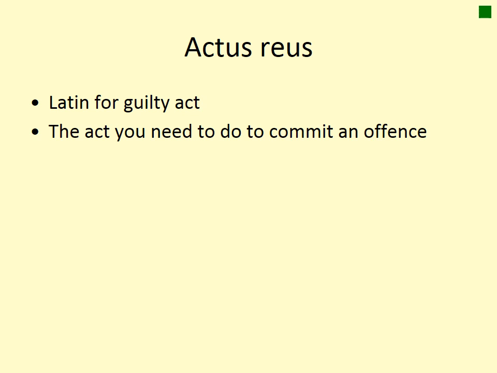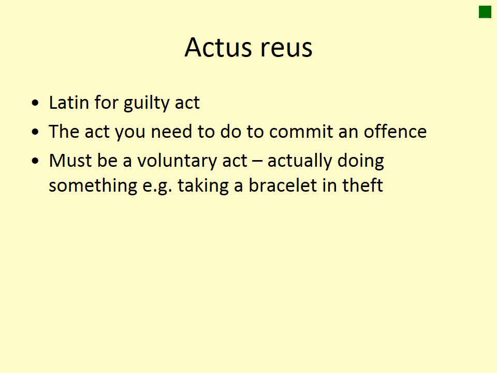So let's have a look first of all at the term actus reus. Now this is a Latin phrase, so don't worry if you're thinking I don't know what that means. And you may or may not be able to ascertain from looking at the word and hearing it said what this is all about. So actus reus is Latin for guilty act. And it's the act you need to do in order to commit an offence. Generally, it must be a voluntary act. So generally, you must actually do something, and you must do it voluntarily. So actually taking a bracelet is the actus reus of theft.